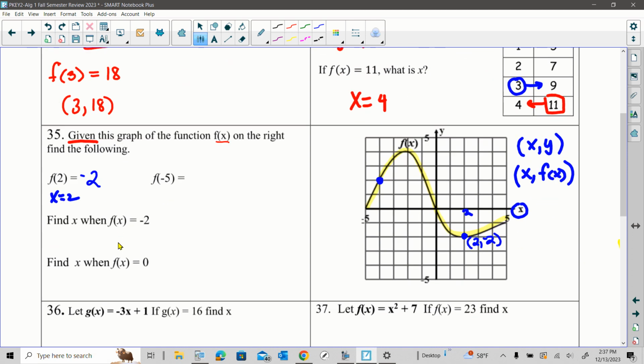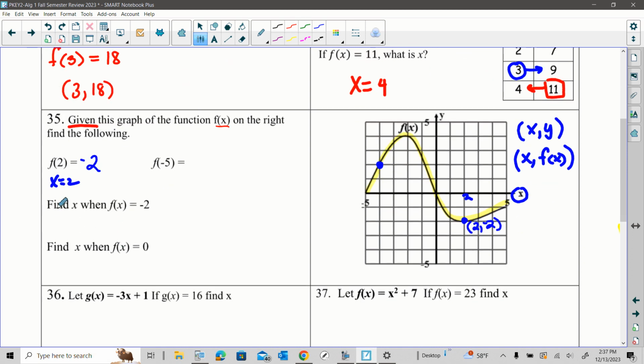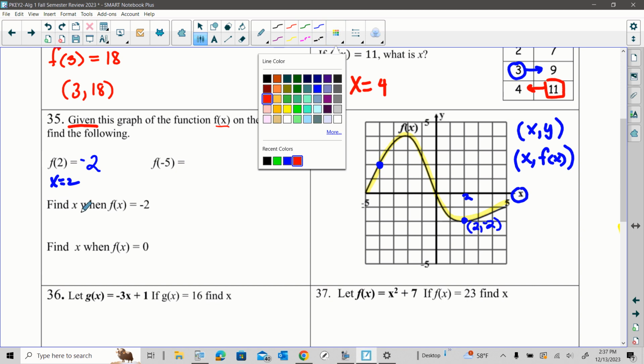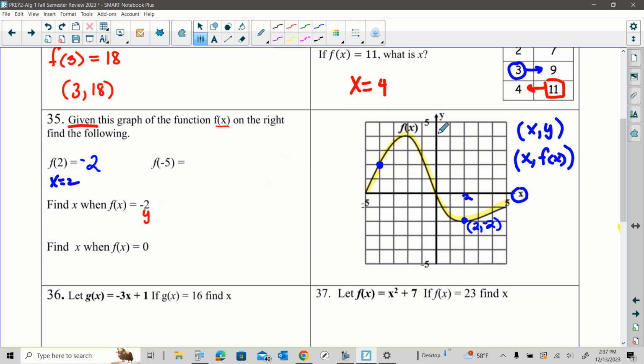Now, on this other section, you've got to work backwards. They want you to find the x. I'm going to change my font here, the color. Find the x when f of x equals negative 2. So we have to understand that we're looking for what number gives us that. Well, we kind of had it here. Basically, this is the y value. So you have to go to the y-axis, find the negative 2, and then find that point on the graph. So we did that one.